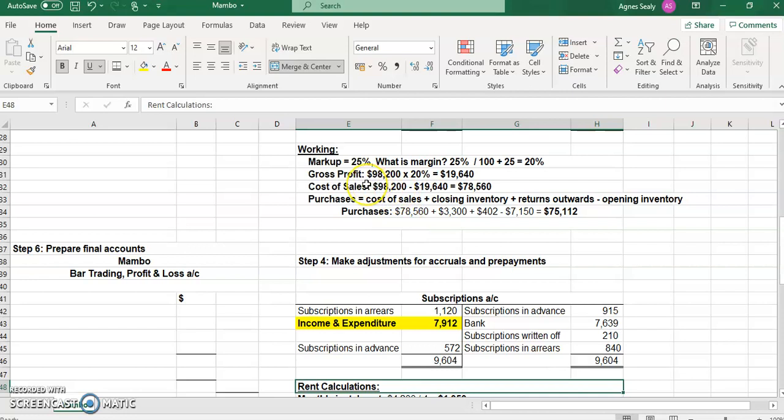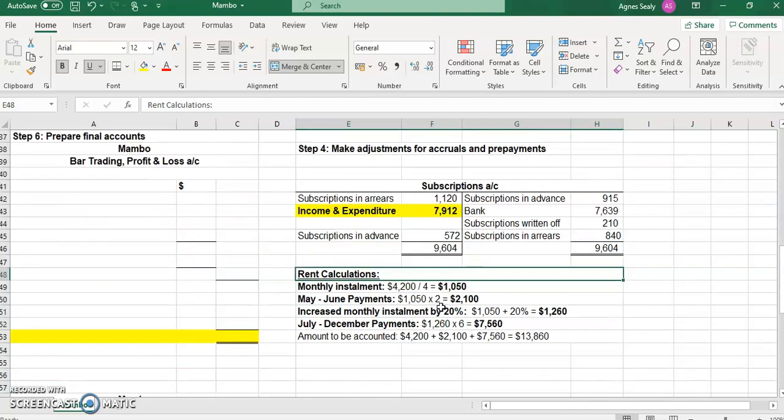or from your margin to a markup. Now, in the previous series, when we did the profit making organization, we converted from margin to markup. And in this series, we are converting from a markup to a margin, so you get both perspectives.